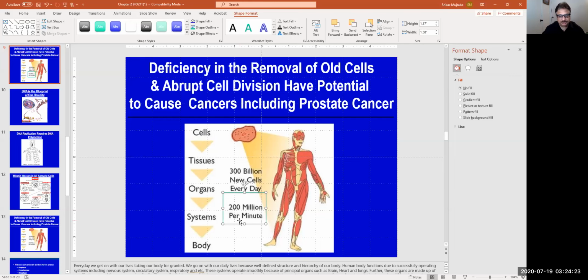But again, not all cells multiply at this speed or this pace. Brain cells, as we age, slow down. Heart, liver, everything. But skin cells, they divide for a longer time.